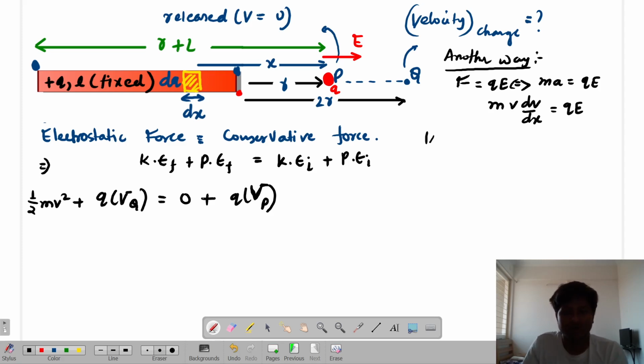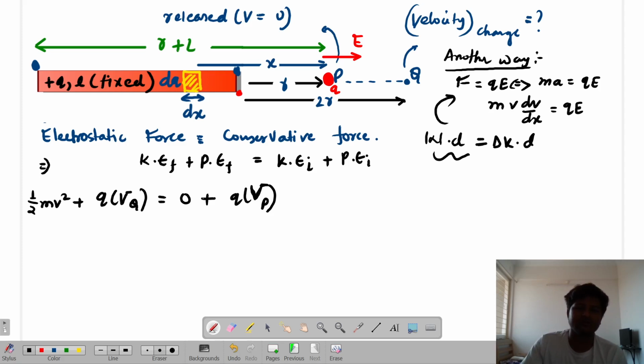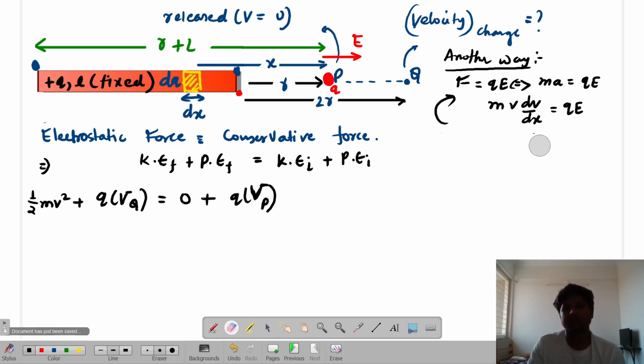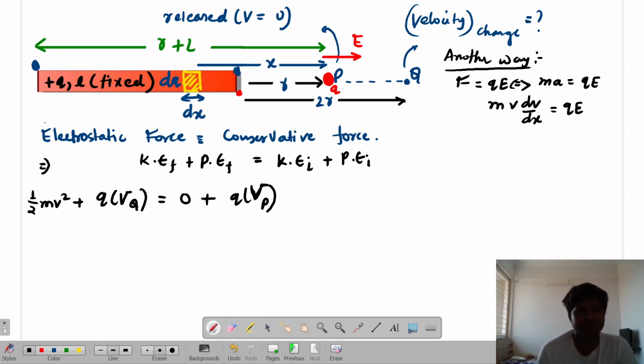Right or not? But work done is change in kinetic energy. But what is your work done? You have to calculate your work done, that is force into displacement once again. So work done is equal to change in kinetic energy, and you'll have to use this formula of force. But we know that if it is a conservative force, then I can apply energy conservation, because no other external agency or other forces are there now.